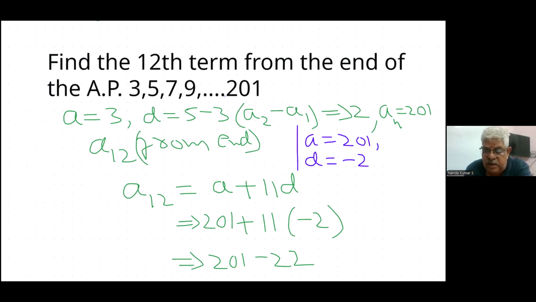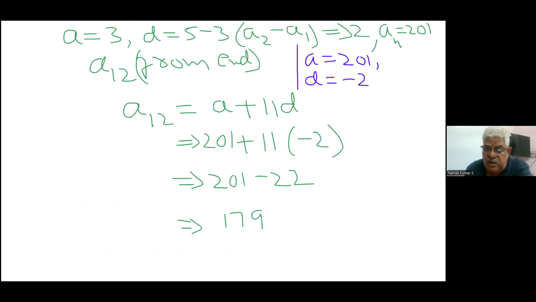So once we got it, what is the 12th term of the AP? The 12th term of the AP is A plus 11D. We are finding from the end. Therefore, A is 201, and 11 multiplied by minus 2 gives you 201 minus 22, which is equal to 179, the final simplified answer here.